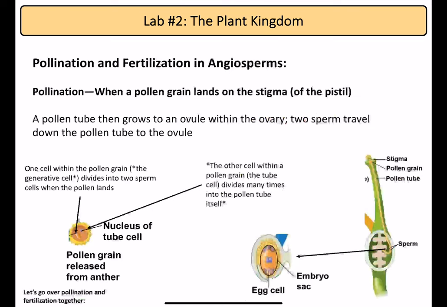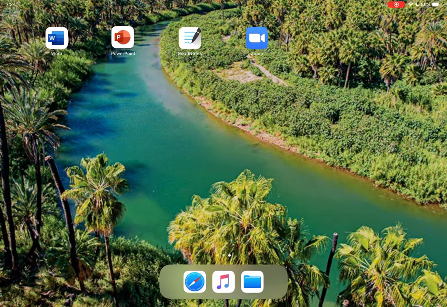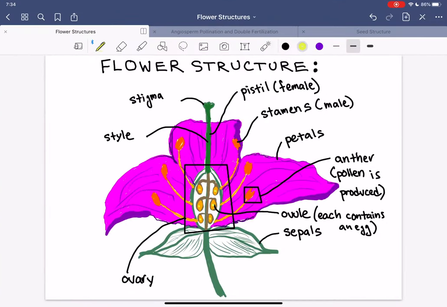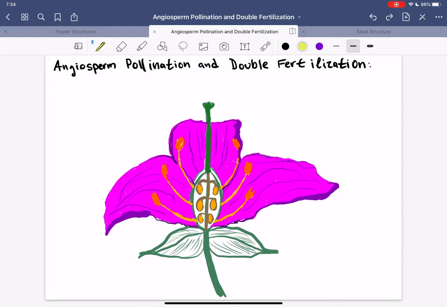And to help you show how this process works, I think it's best if I jump over to my own diagram. I'm gonna use the same flower. And the first event we want to go over is something called pollination. And it's a pretty simple event.